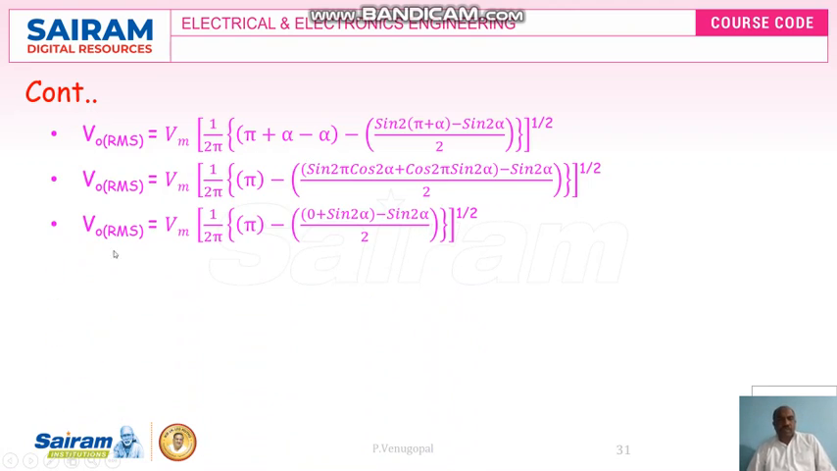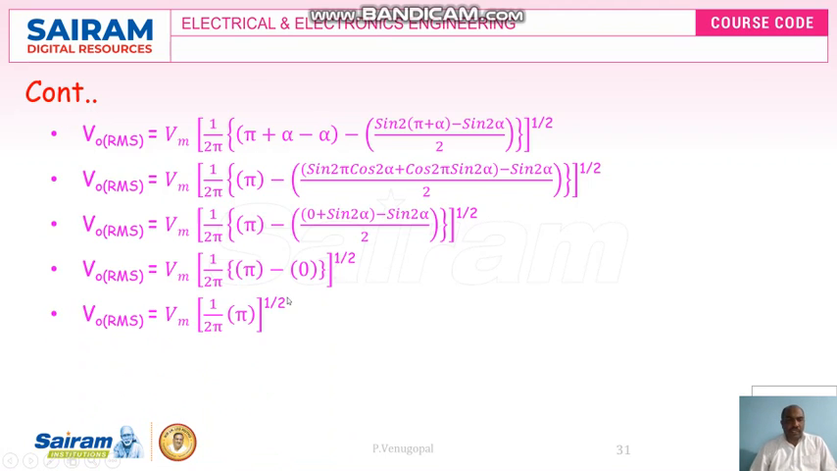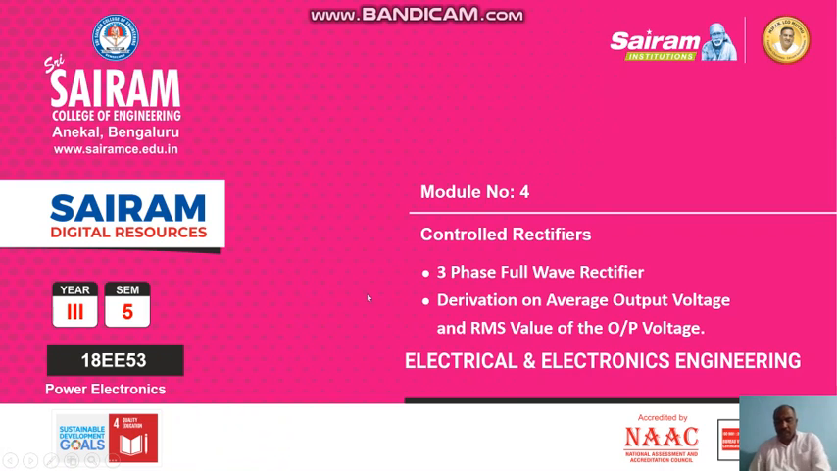So this equation is simplified as Vm into 1 by 2 pi into pi minus sine 2 pi, which is 0. Understood? Then cos 2 pi is 1, so you get sine 2 alpha minus sine 2 alpha. Sine 2 alpha minus sine 2 alpha is 0. This entire term is 0. Pi gets cancelled. Vm by 2 is left out, so Vm by root 2 is left out. So Vm by root 2 is the RMS value of the output voltage for the single phase fully controlled rectifier with the RL load using the freewheeling diode.